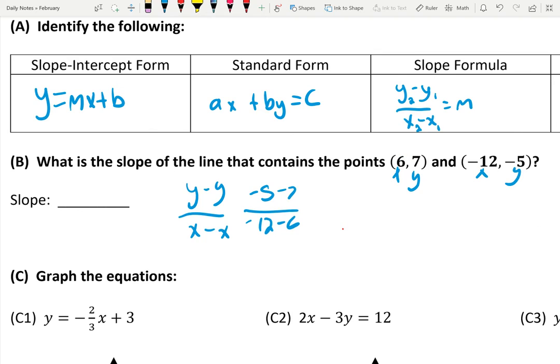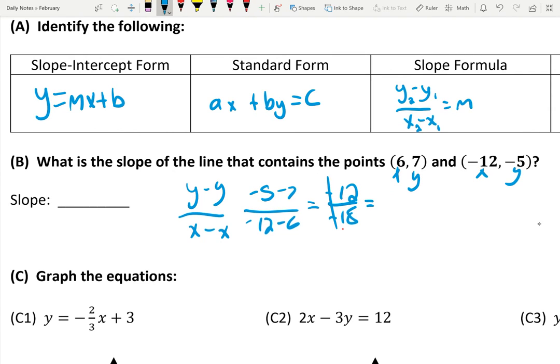So notice I started with this point. So I have the negative 5 first on the top and the negative 12 first on the bottom. You could do it the other way, but the 7 would have to be first on top and the 6 would have to be first on bottom. Just keep that in mind. So it's good either way, but the y minus y, the x minus x, we end up simplifying this to negative 12 over negative 18, which, 2 negatives cancel, make it positive.